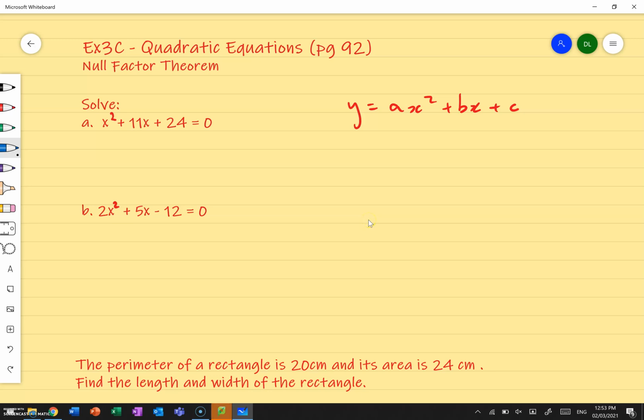Hey 11, this is exercise 3C on quadratic equations on page 92. Unfortunately, the recording didn't save properly, so I've had to record this in my own time. I do apologize if it's slightly different from what we learned yesterday.